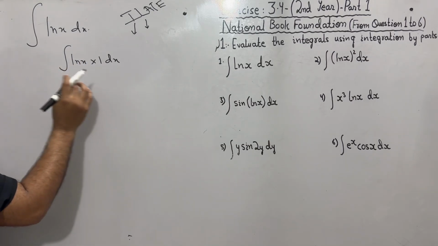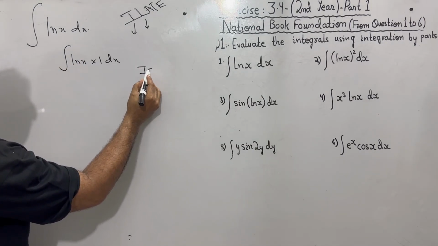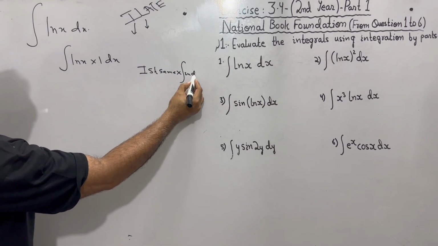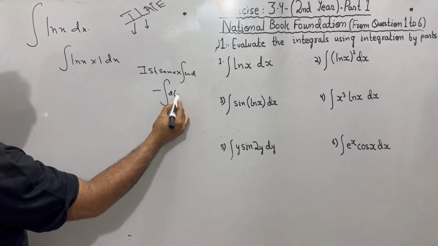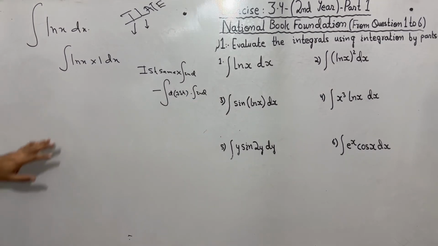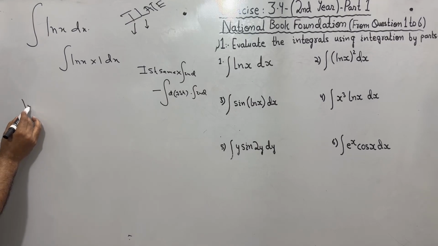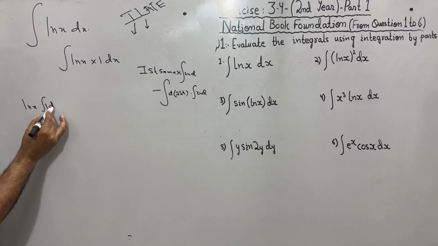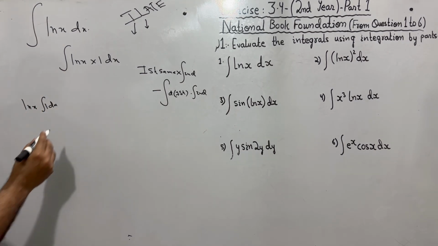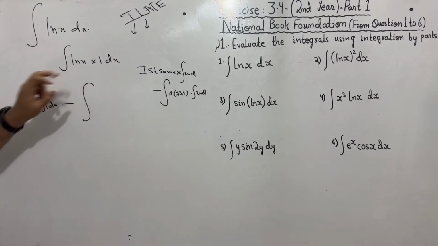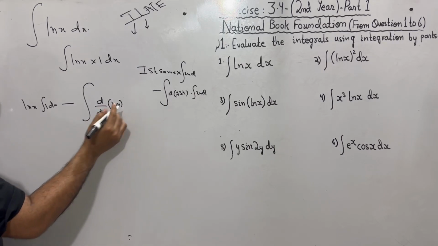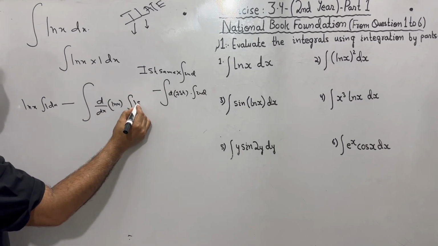What is by parts? This is the formula for by parts: first function same, integration of second, minus whole integral, derivative of first function, integration of second. That's our u, that's our v. First same, integration of second, minus whole integral, derivative of ln x with respect to x into integration of second. Second one is 1.